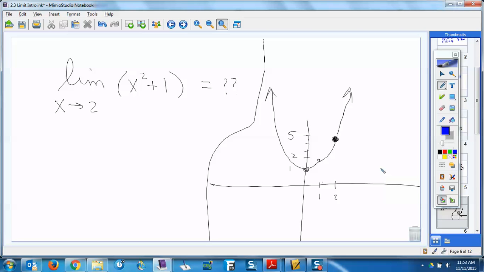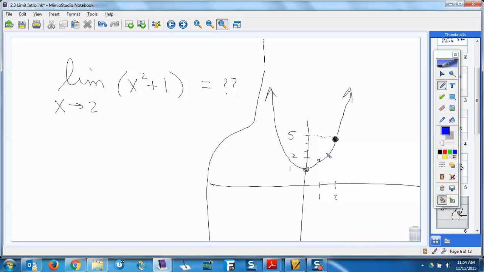So we want to know the limit of x squared plus 1 as x approaches 2. Well, I just graphed x squared plus 1, went over here to 2, which has a value of 5. Doesn't quite line up right, but whatever. It has a value of 5 right there.